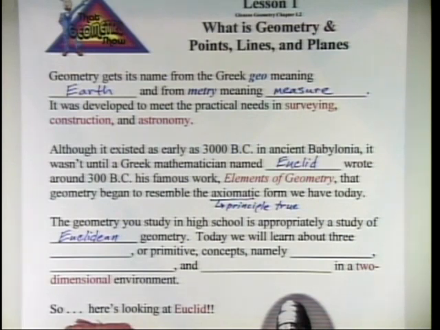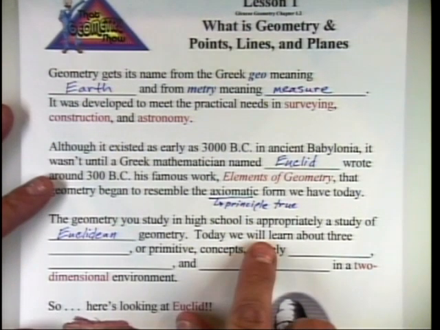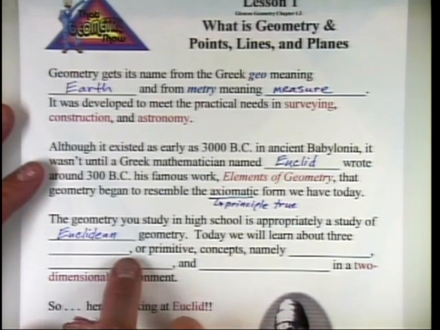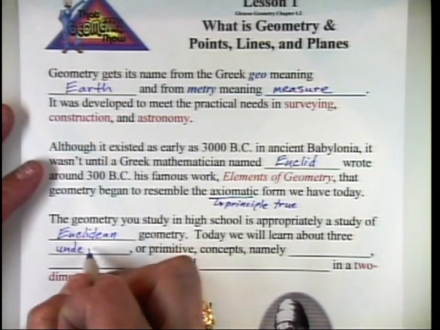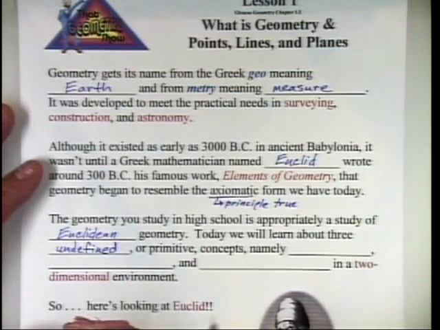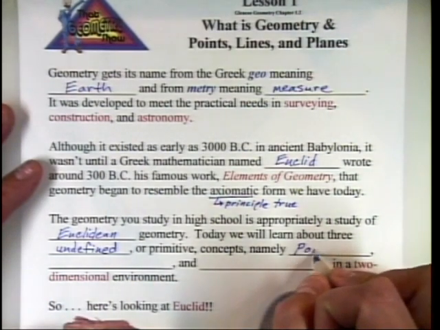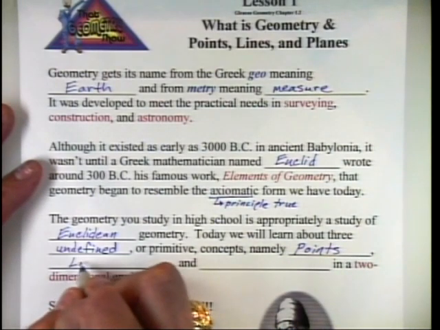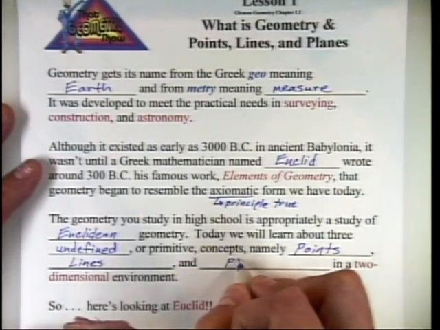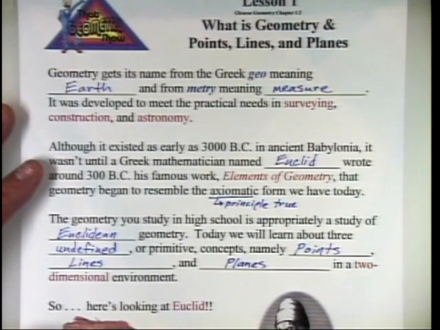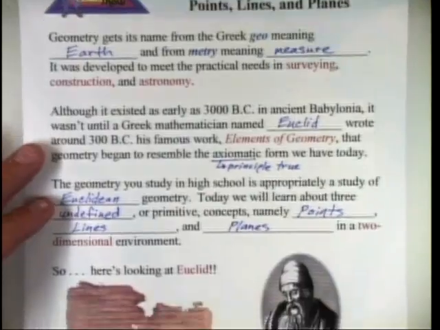Sounds pretty easy, huh? Well, although proofs can be quite daunting and quite difficult, Euclid himself said that there's no royal road to geometry. Learning a few practical geometric facts is really of no great effort, and that's what we're going to try to accomplish throughout the year. So today, we're going to learn about 3 undefined or primitive concepts, namely points, lines, and planes in a two-dimensional environment.